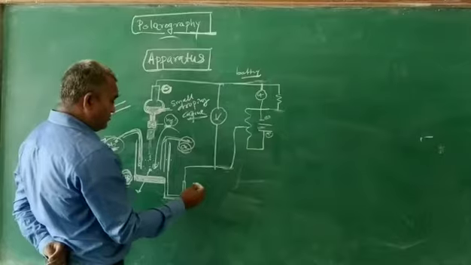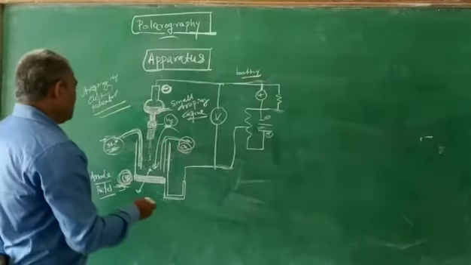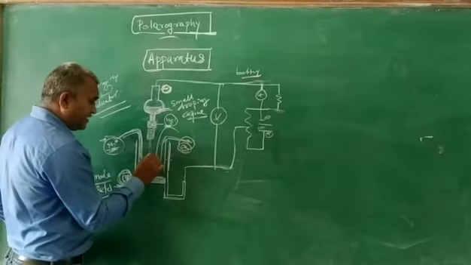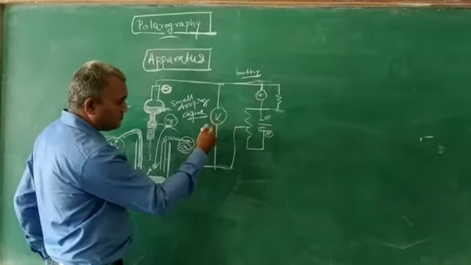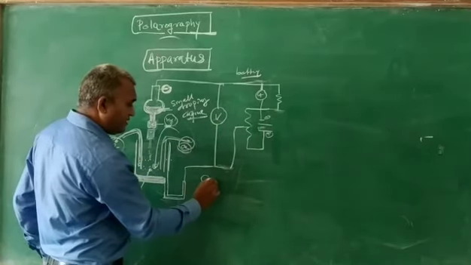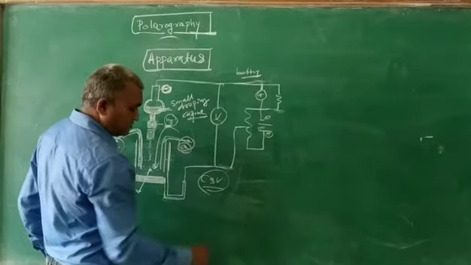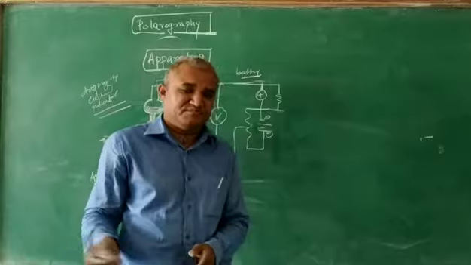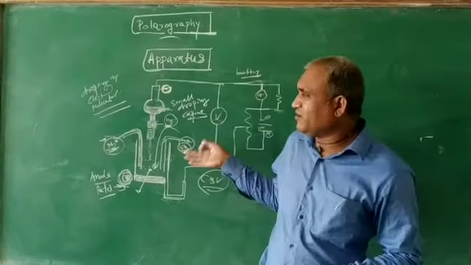So in the polarogram, we receive the graph between the current developed and the constant voltage supplied. The graph between current and voltage, current versus voltage, is known as the polarogram. In the next session, we will discuss the working of the polarogram.